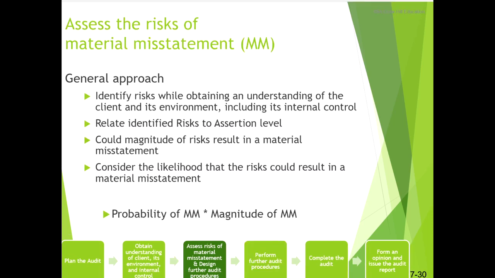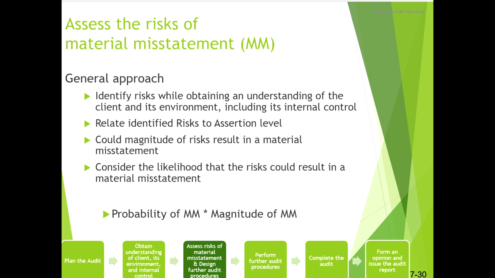So assessing the risk of material misstatement, that's stage 3. This is where, once we've obtained the understanding of the client and the internal control, we think about risks that are related to the client in terms of the risk of a material misstatement making it through the audit process.